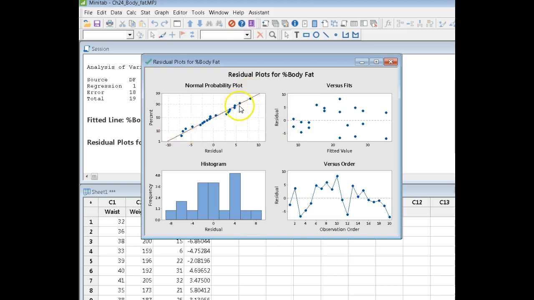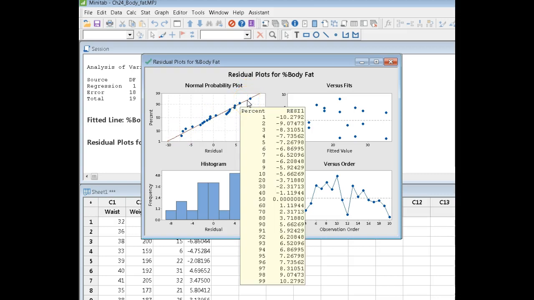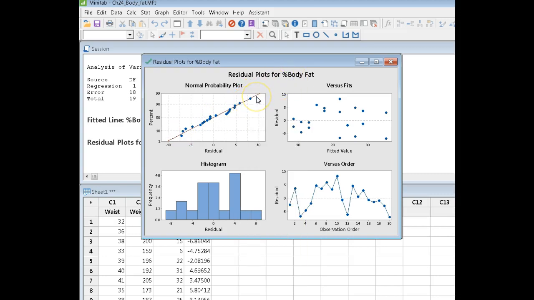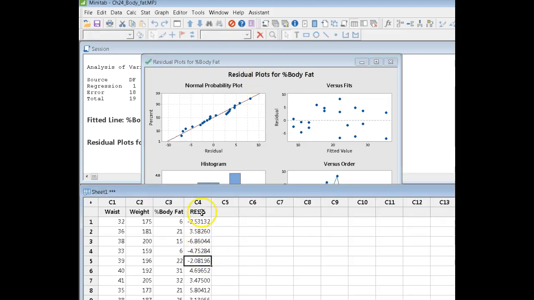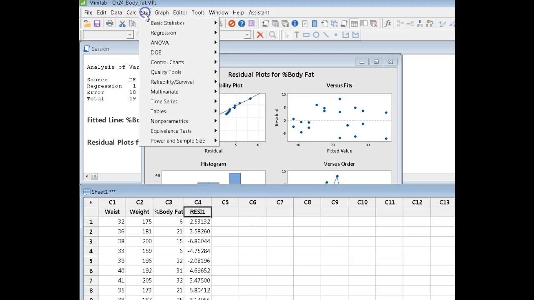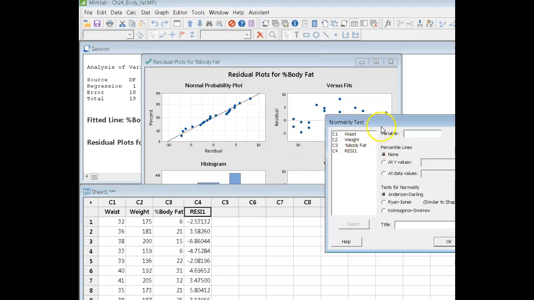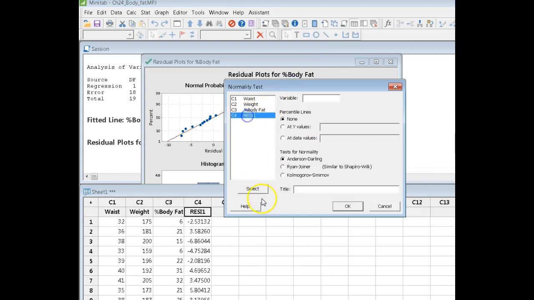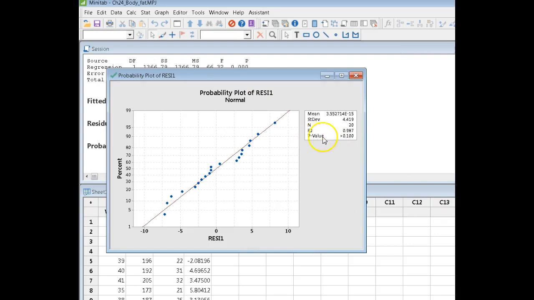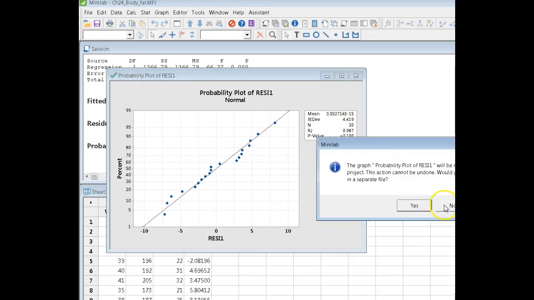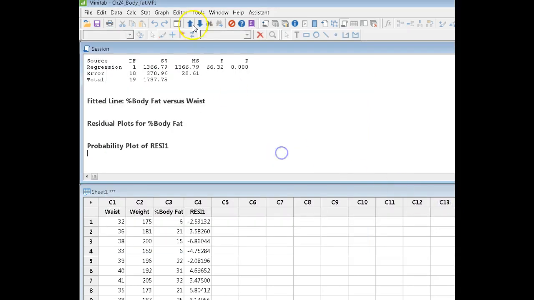You're interested in whether these points fall along the red line. If you are unsure of how to call this, we have saved the residuals down here in the spreadsheet, and you could go run basic statistics. I could run a normality test, and I could take my residuals, do a Ryan-Joiner, and Ryan-Joiner gives me a p-value that exceeds 0.1. This tells me that these data are normally distributed, or not the data, but the residuals, sorry.